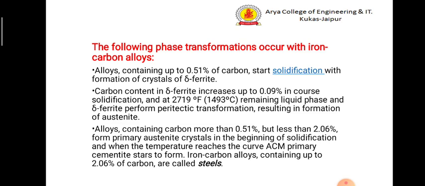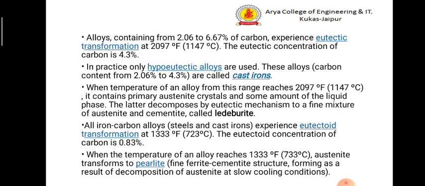Alloys containing carbon more than 0.51% but less than 2.06% form primary austenite crystals in the beginning of solidification, and when the temperature reaches the curve ACM, primary cementite starts to form. Iron-carbon alloys containing up to 2.06% of carbon are called steels.